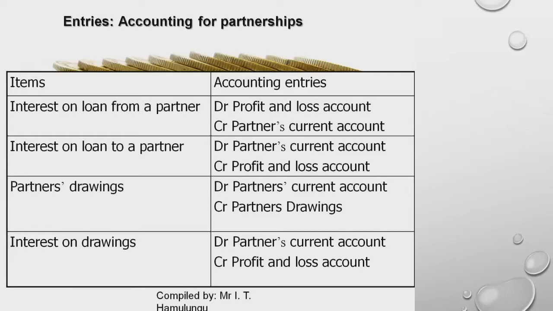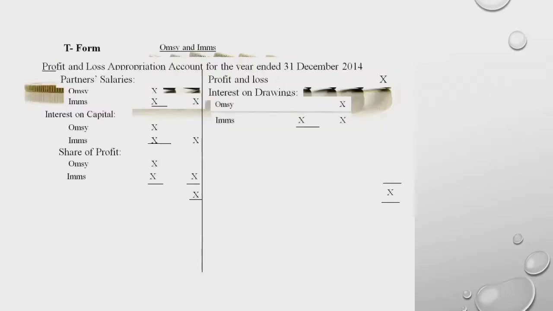Partners drawing, when partners are withdrawing money for their own personal use, debit partners current account and credit partners drawing. Interest on drawing, this is a penalty given to partners to stop drawing for personal use. Then interest on drawing is stated as debit partners current account and credit profit and loss account. This is the T format of a profit and loss appropriation.